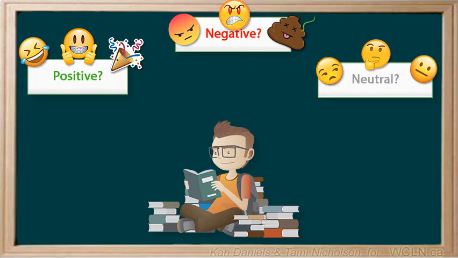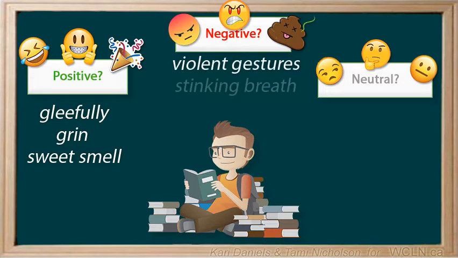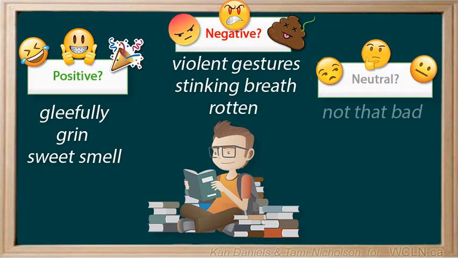The second strategy is to pick out words that the author has used to reveal their attitude. What words allowed you to make that gut instinct reaction from step number 1? For example, positive, you could read gleefully, grin, sweet smell. Negative, violent gestures, stinking breath, rotten. Neutral, not that bad, peaceful.